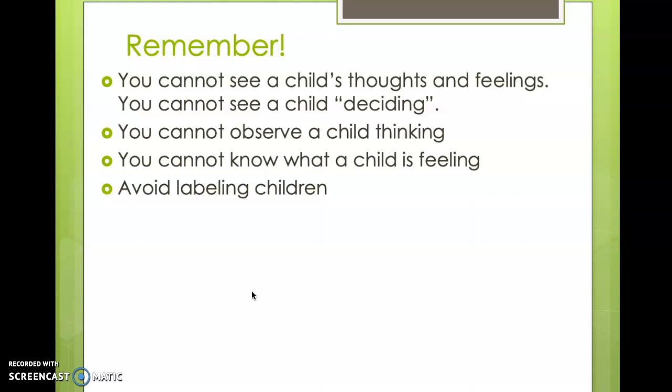Remember, you cannot see a child's thoughts and feelings. You cannot see a child deciding something. You cannot observe a child thinking. You cannot know what a child is feeling. Make sure you avoid labeling the children.